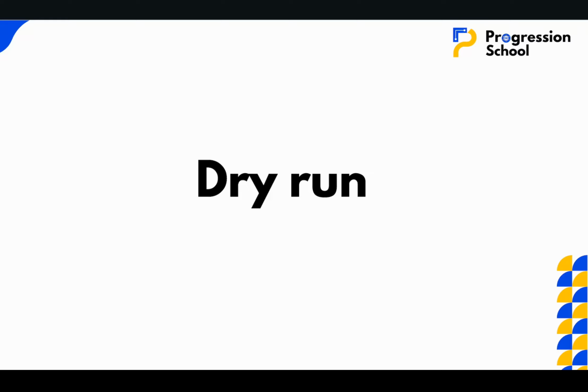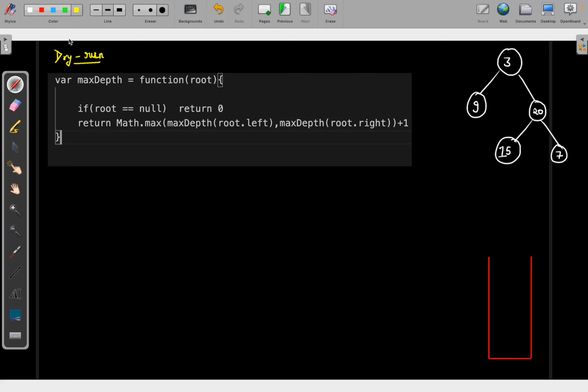In this video, we will see a dry run of the code. Now let's quickly check the dry run of this code. Okay, so basically we have the same binary tree, and let's see how the recursion functions will work. So I will call this first function maxDepth with the value of the root node, that is 3.